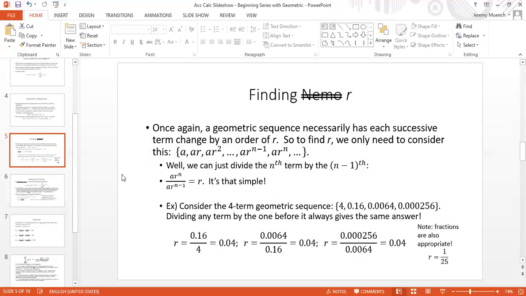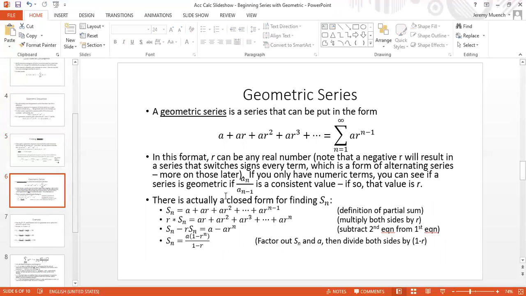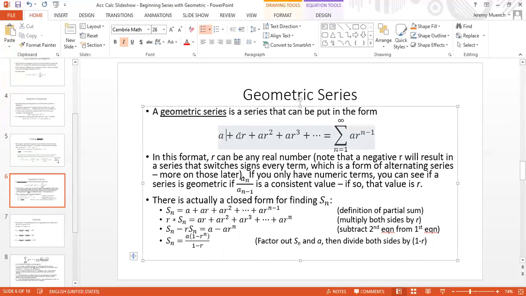So let's take a look at taking these sequences and turning them into a series. A geometric series here is just this idea of a sequence, right? a, ar, ar squared, ar cubed. And then instead of just writing it as a sequence, we're actually adding those terms together. So here what we have is the sum from n equals 1 to infinity of ar to the n minus 1. Sometimes you'll also see something that starts at n equals 0 and writes ar to the n.